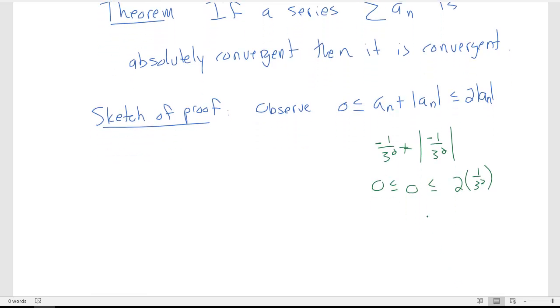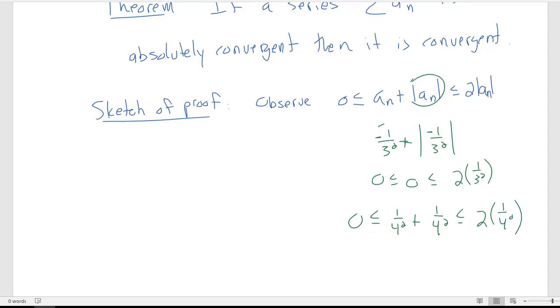So this is definitely a true inequality, and it's also true when I have a positive term. Instead of this term being alternating or negative, what if I had 1 over 4 squared, and I add to that the absolute value of 1 over 4 squared? I'm taking the absolute value of 1 over 4 squared here. That's going to be less than or equal to 2 times 1 over 4 squared. And of course, this is positive. So anyway, this inequality is true for any term a sub n.